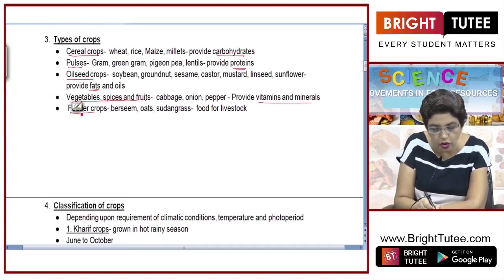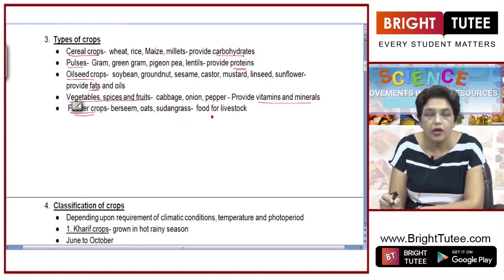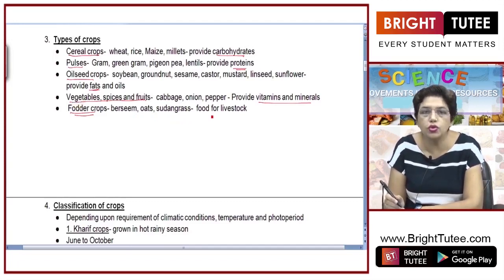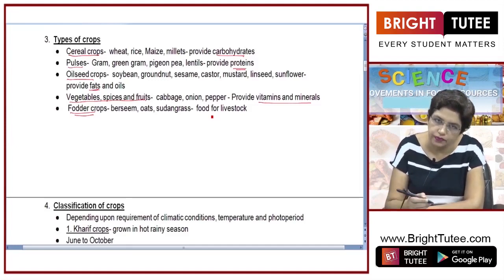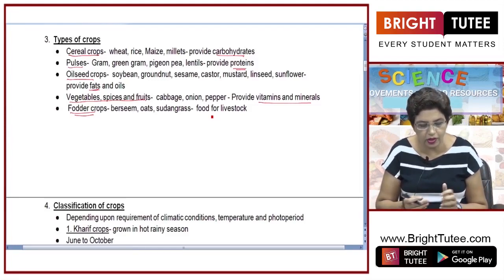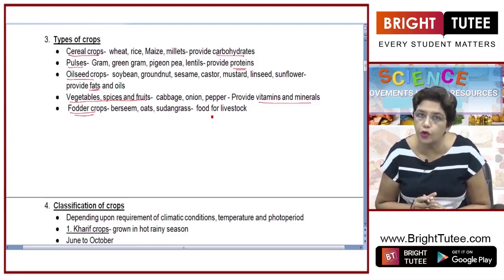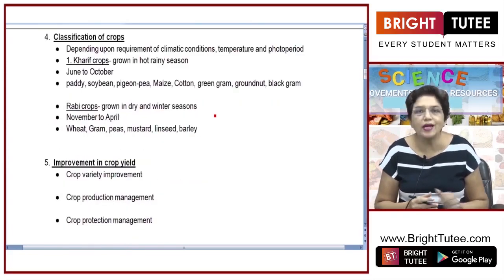Apart from these, there are also fodder crops like berseem, oats and Sudan grass. They provide food for the livestock. So those who are taking care of the cattle or involved in poultry farming need fodder for their animals also. Okay, so these are various types of crops which are grown in India. So how are these crops classified?